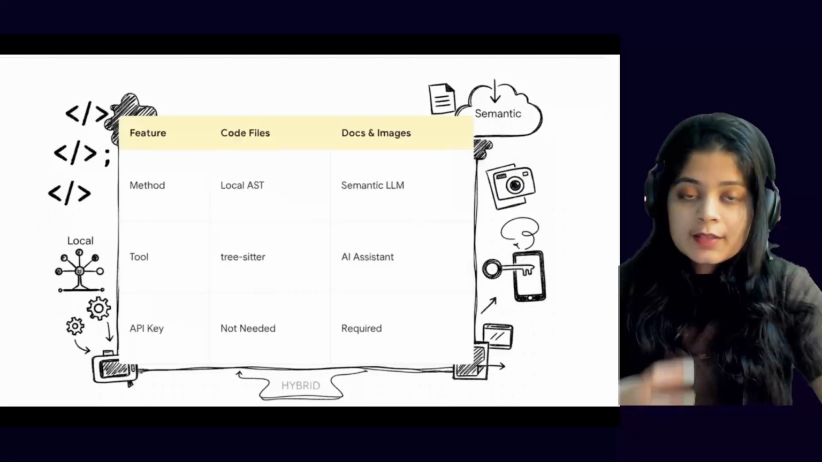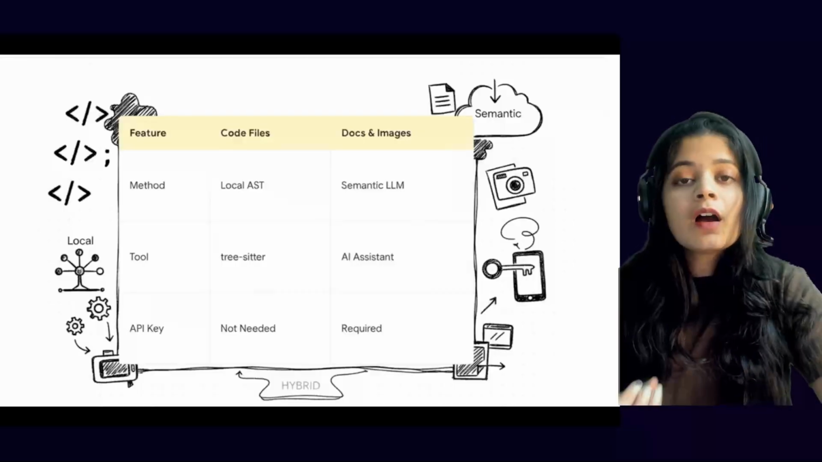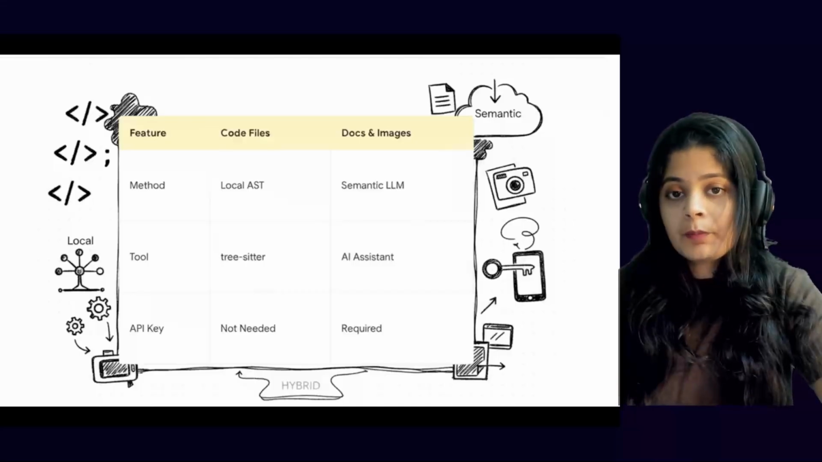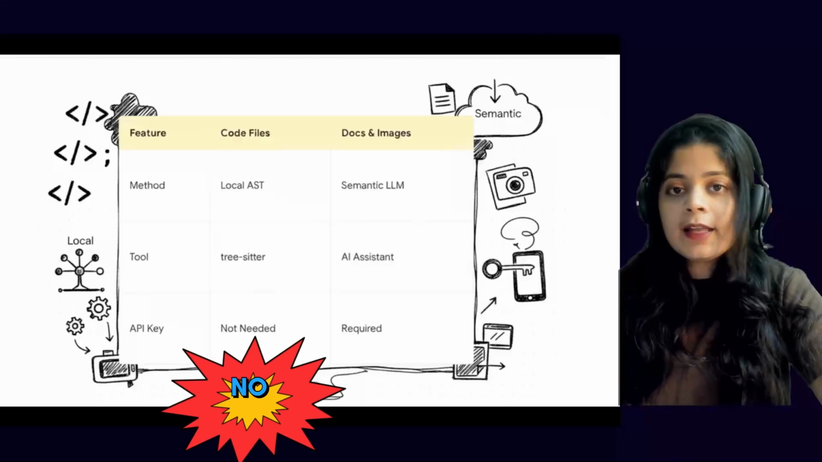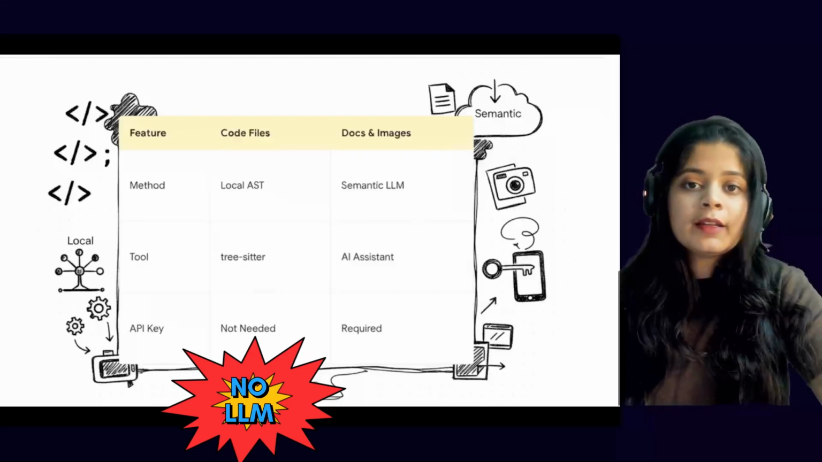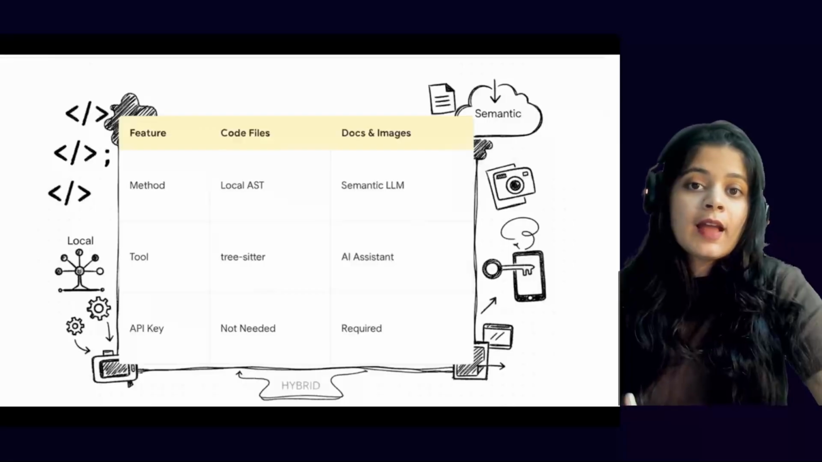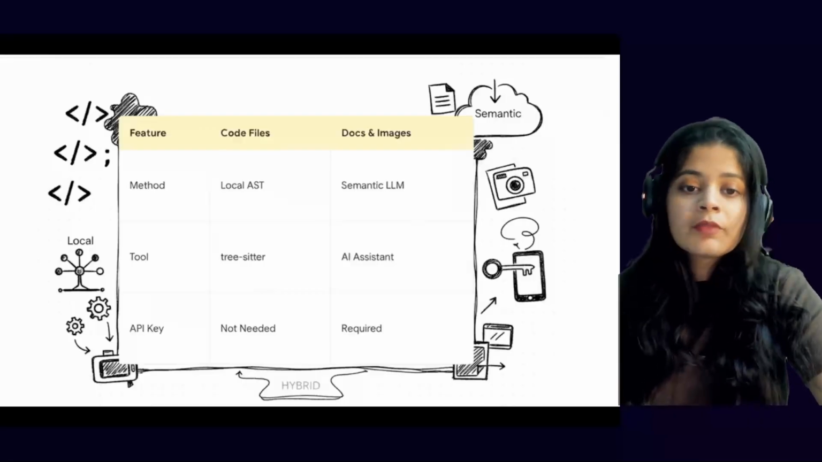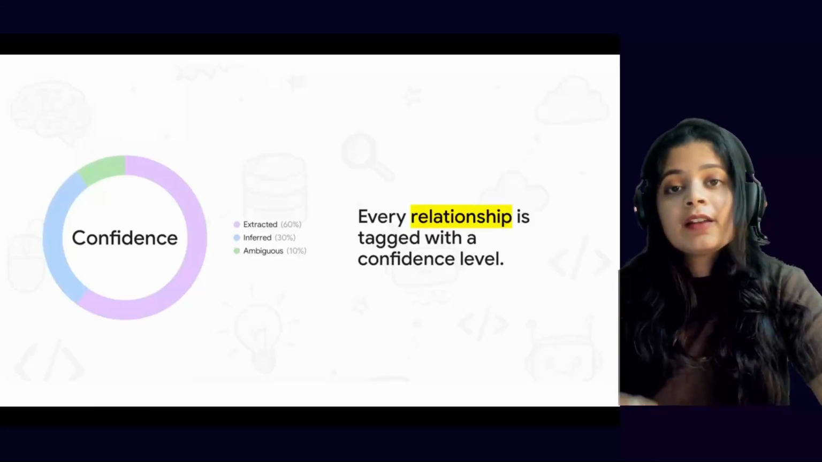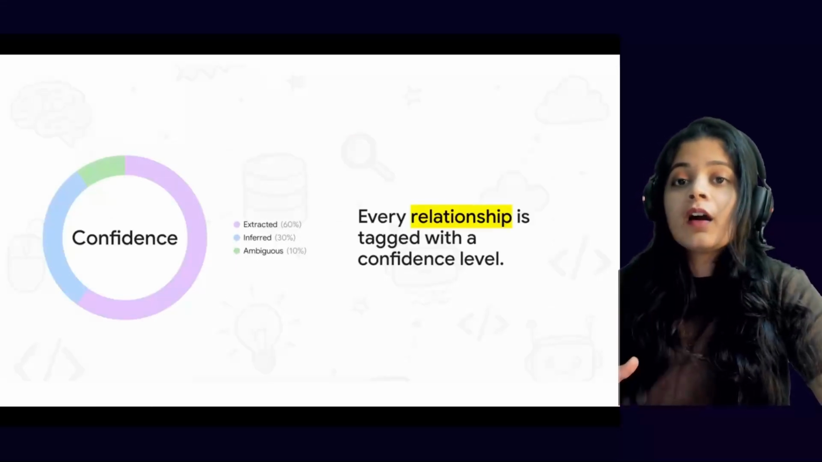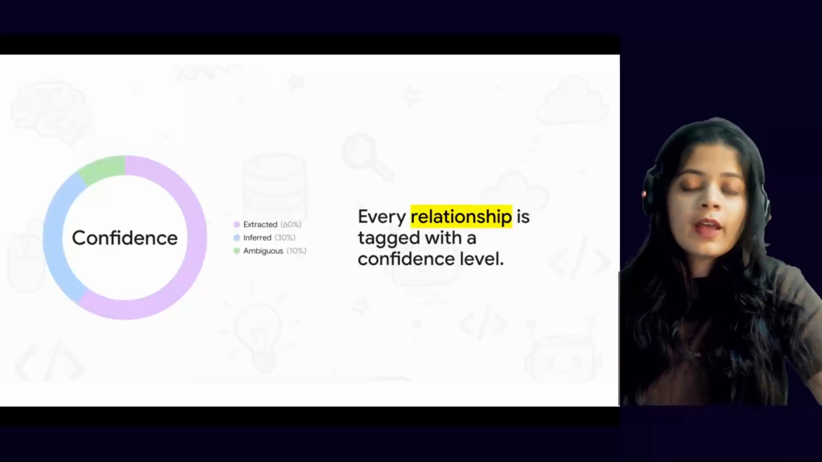To understand the code files, it uses local AST parsing like tree-sitter. That's why we don't need any LLM calls here and we don't require any API key. But for the semantic analysis of docs and images, we require an LLM. And the best part is every relationship is tagged with a confidence level, whether it's extracted, inferred, or ambiguous.